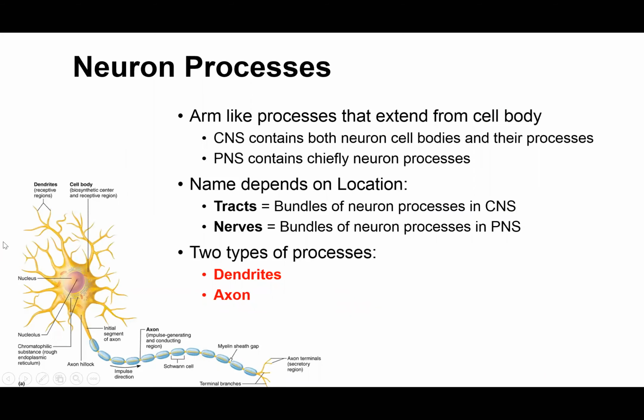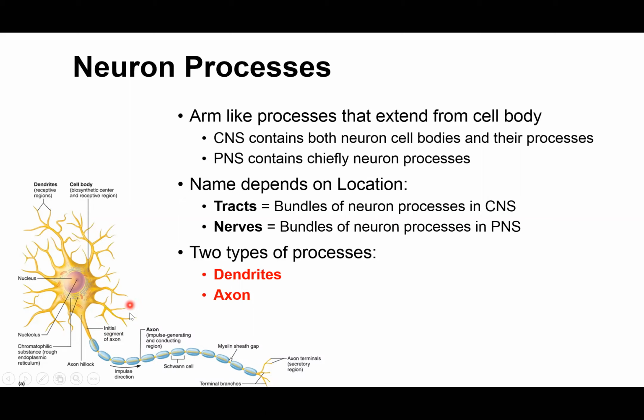As I previously mentioned, in addition to having a cell body, the neurons also have processes. These are just arm-like projections, essentially, extending off of the cell body. So all of these branching tree-like limb-looking structures, and then also this projection down here. The central nervous system is going to have both the neuron cell bodies and their processes, but the peripheral nervous system mostly just consists of the processes, either dendrites or axons. And the names of these processes as bundles just depend on where they're located.